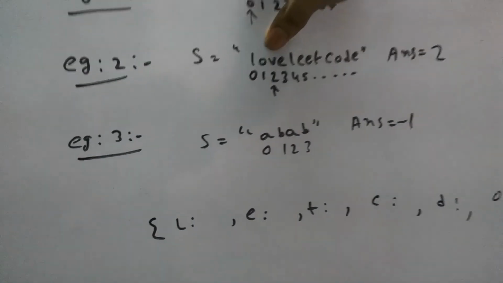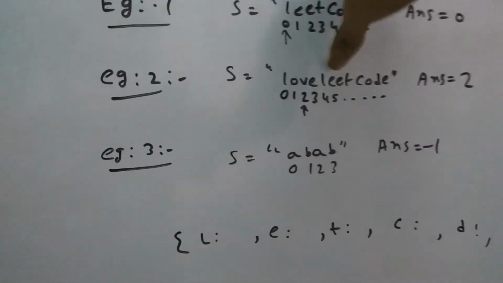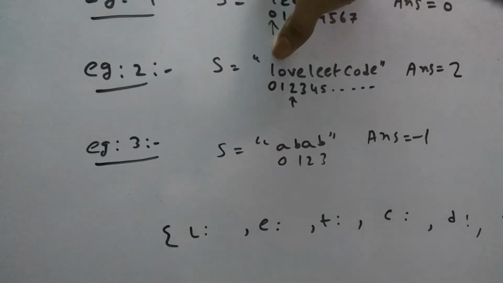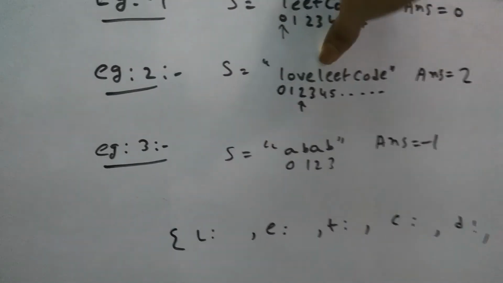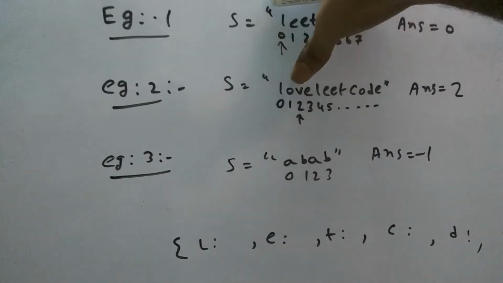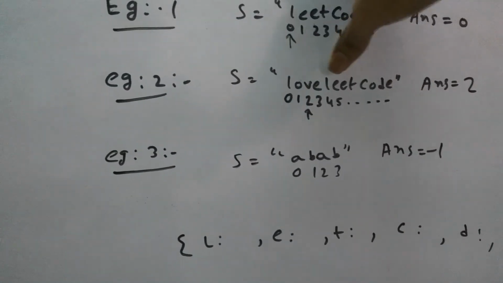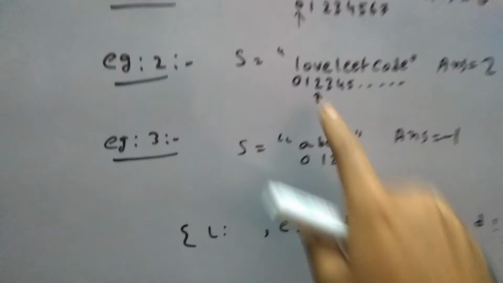Let's go through the second example. Here L occurs twice, so we cannot take L because it has more than one occurrence in this string. Let's see, O here occurs twice. Here it is O and here also it is O. Now V only occurs once, so that's why we take the index of V, which is 2.